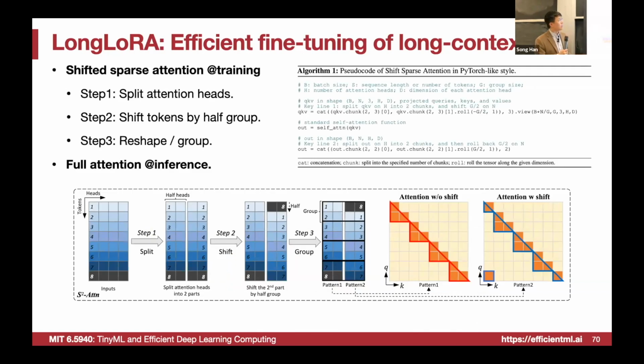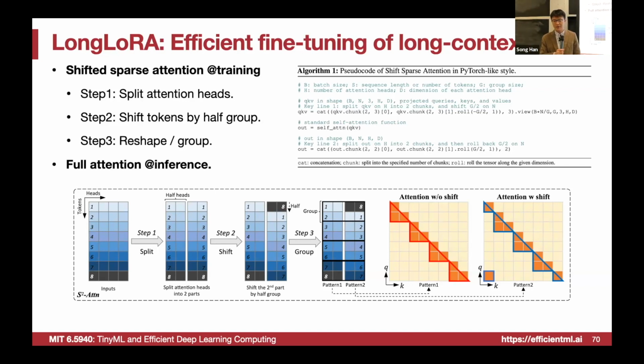Here is the detail about shifted sparse attention. We call it sparse attention because we are not calculating the entire attention map, but sparsely calculating it by group. Here we have 8 tokens in this case, and 4 groups: group 1, group 2, group 3, group 4. The first step is to split the attention head into two parts, split 1 and split 2.